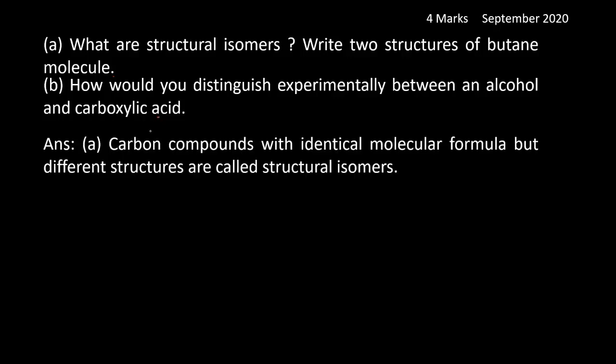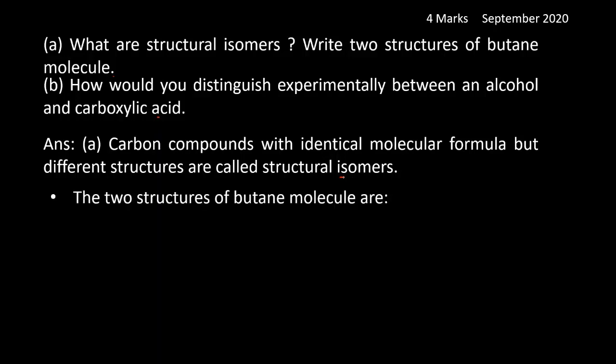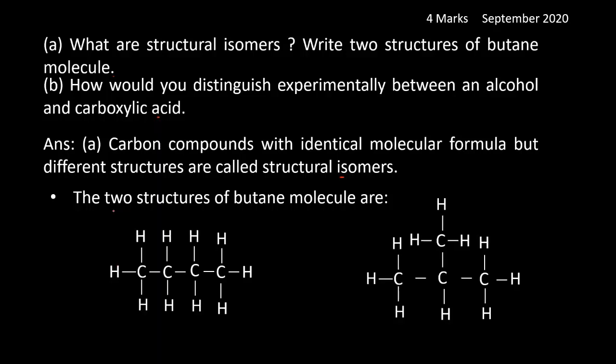Answer for the first question is, carbon compounds with identical molecular formula but different structures are called structural isomers. The molecular formula of butane is C4H10. Here are the 2 structural isomers of butane.